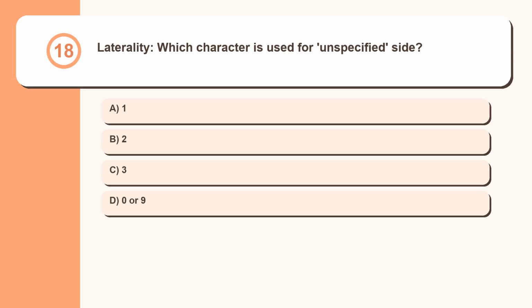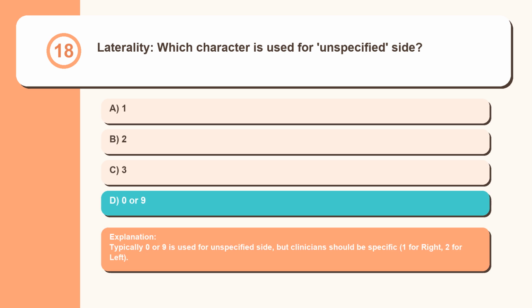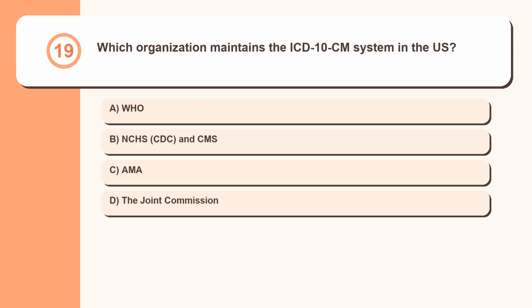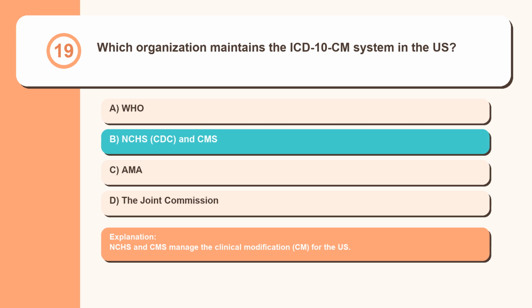Question 18. Laterality, which character is used for unspecified side? 1, 2, 3, 0 or 9. Typically 0 or 9 is used for unspecified side, but clinicians should be specific, 1 for right, 2 for left. Question 19. Which organization maintains the ICD-10-CM system in the U.S.? WHO, NCHS, CDC and CMS, AMA, The Joint Commission. NCHS and CMS manage the clinical modification, CM, for the U.S.